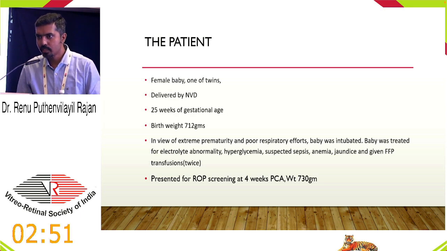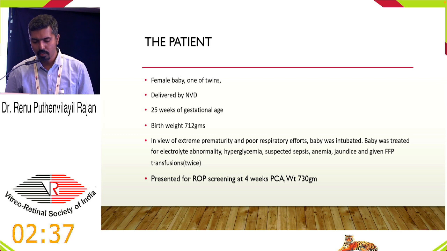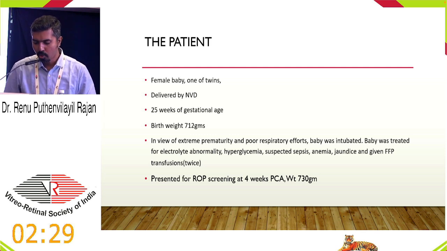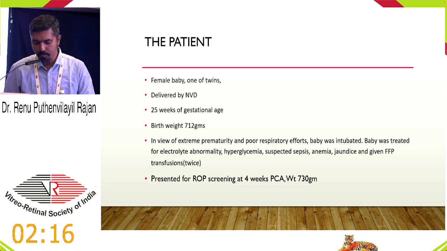So our patient was a female baby, one of twins, delivered by normal vaginal delivery, no documented use of forceps or suction, at 25 weeks of gestational age with a birth weight of 712 grams. The first 2 months of the neonatal period were of turbulent course for the baby. Poor respiratory efforts, baby was intubated, baby was treated for electrolyte abnormalities, hyperglycemia, suspected sepsis, anemia, jaundice, and also given fresh frozen plasma twice.